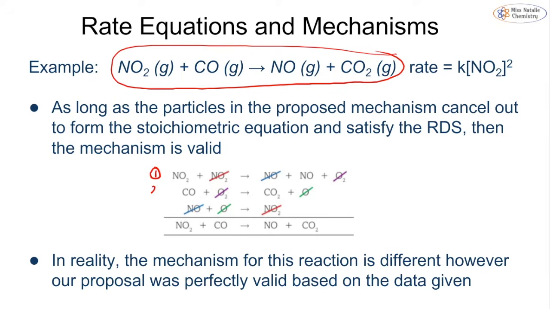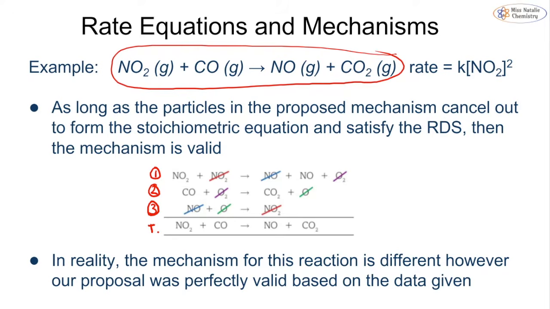So we have steps 1, 2, and 3, and then the target. Our oxygen from step 1 is going to balance out with the oxygen on step 2. And one of our NO molecules from step 1 is going to balance out with step 3. Those cancellations are going to give me my target equation.